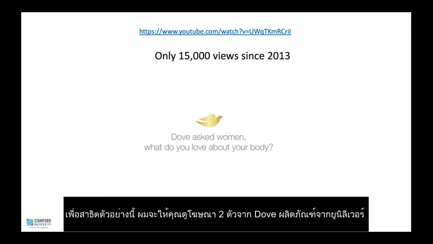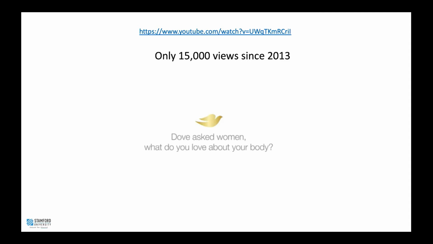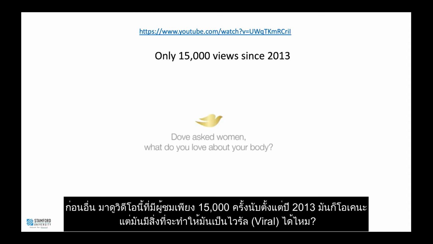So here's an example of Dove. I'm going to show you in these next two slides. Dove is one of Unilever's brands. And they first created this video in 2013. It had 15,000 views. The video was okay, but it was something, could it go viral? That's what you need to think about. Let's take a look.